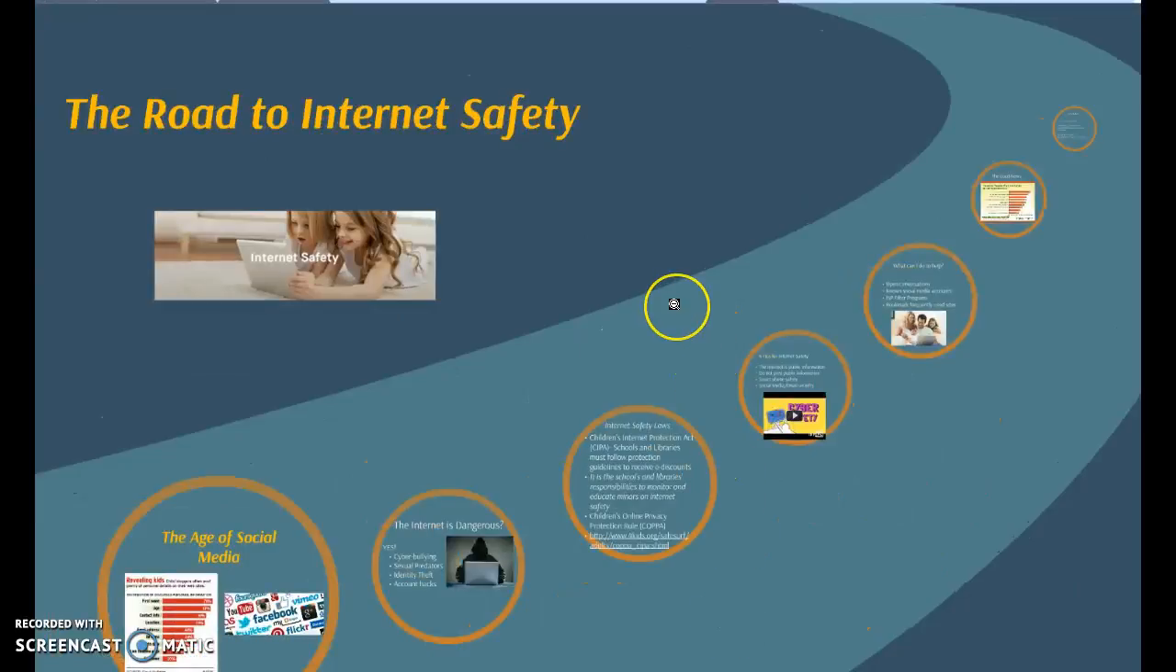The road to internet safety is a long one, but if you do what you need to do and have the conversations with your family, have the filters set up, have rules and guidelines for your children, I'm sure that the internet will become a safer place for you and your loved ones.